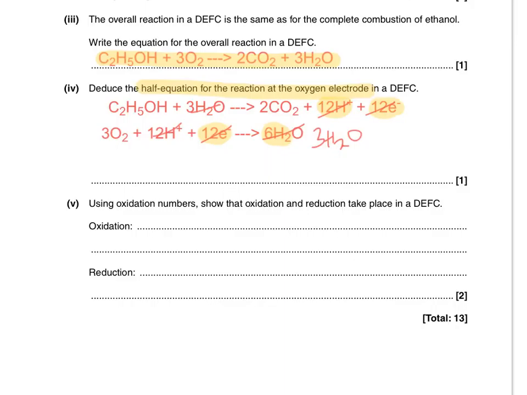So what is the half equation for the reaction at the oxygen electrode? Well, what you have to do is to break it down into its simplest form. So it just means dividing it by 3, like that. So the next bit's easy. It's just AS skills. Like that.